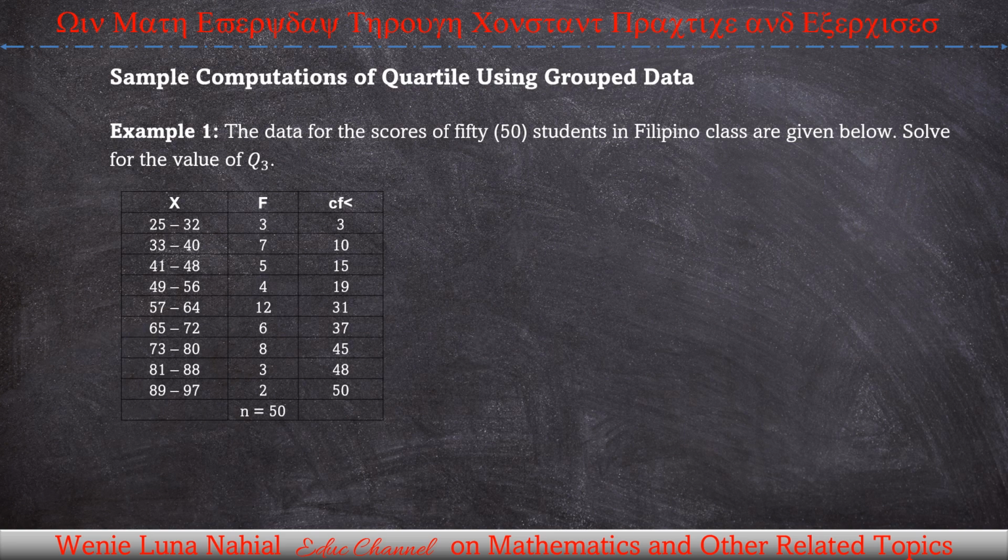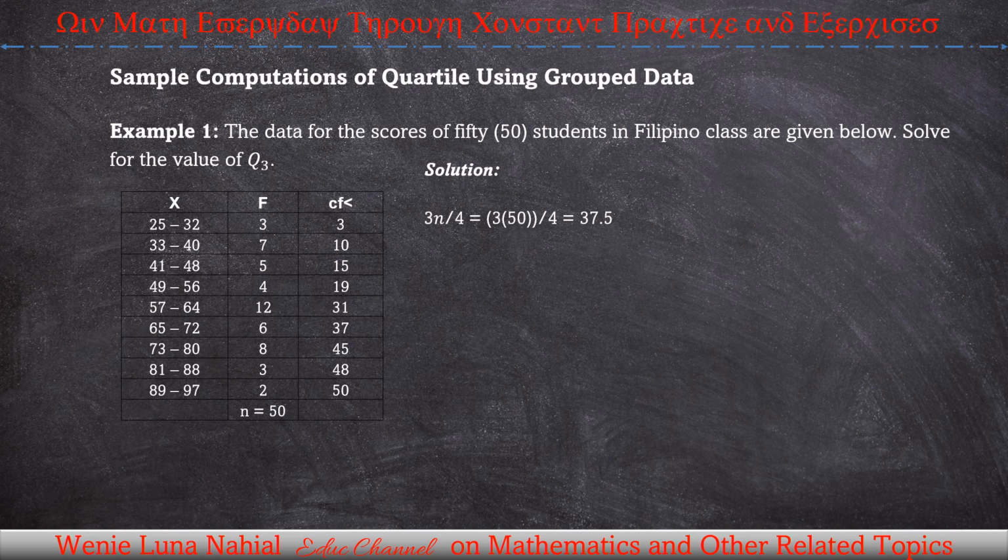Next, let's get Q sub 3. The same thing: all you have to do is multiply the number of observations by 3. So you have 3 times 50 divided by 4, you get 37.5. So where is this 37.5?